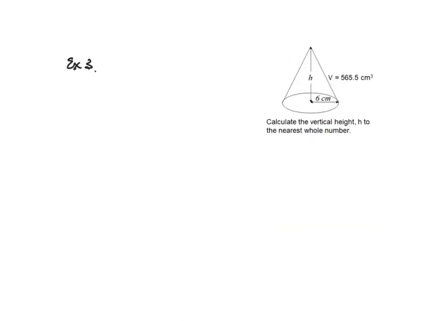Example 3. Example 3 is different again. We're still working with the cone, so the formula is V equals 1/3 pi r squared h. But in this question, we're given the volume, we've got the base radius, and we're trying to work out the vertical height h. So, we've done this sort of thing before. Let's put in the numbers where they should go. So 565.5 goes in this position.